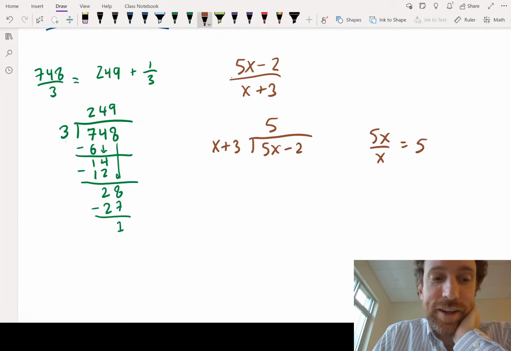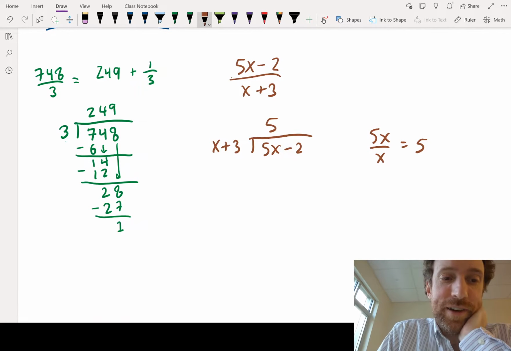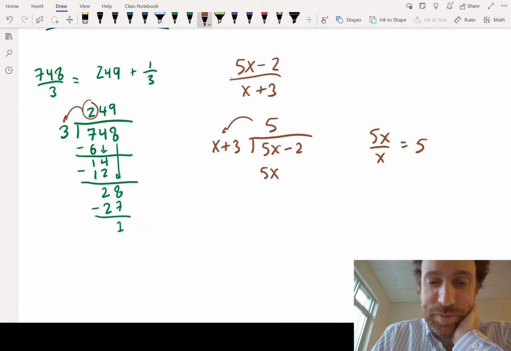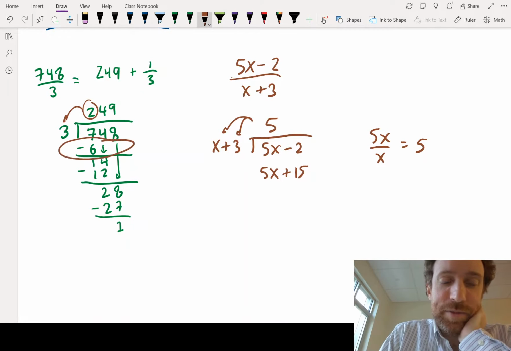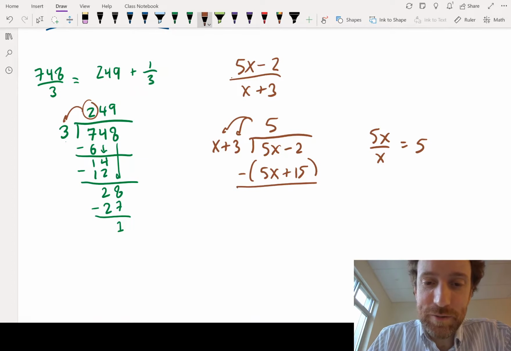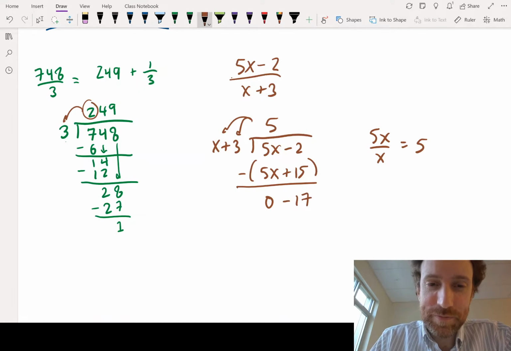And then the next step after we found our first number was to multiply 5 times x and get 5x. You also have to do 5 times 3. And then the next step here was to subtract. So let's subtract. And it's important to add these safety parentheses to make sure you're subtracting the 15. 5x minus 5x is 0, that's good, and negative 2 minus 15 is negative 17.